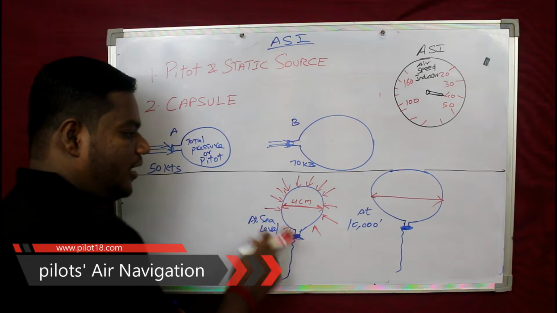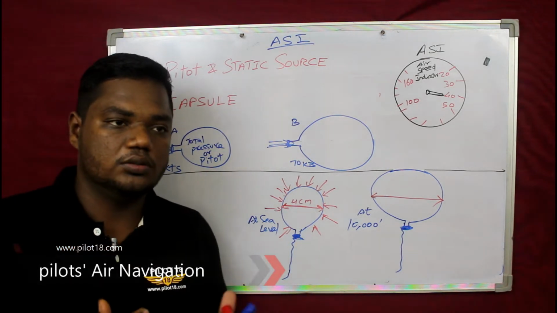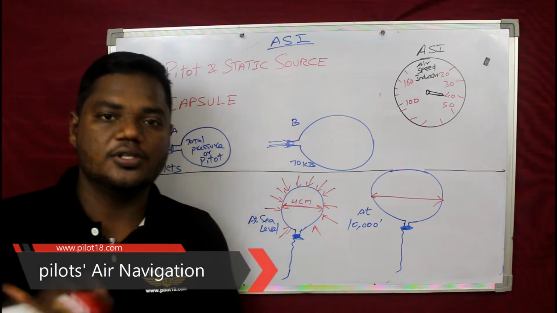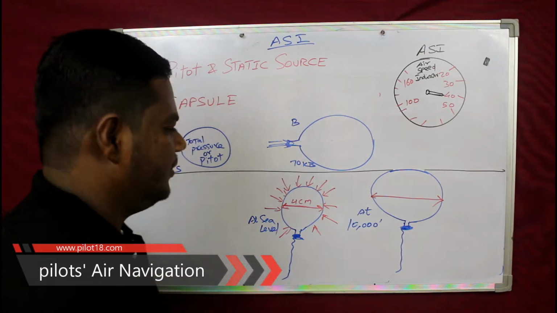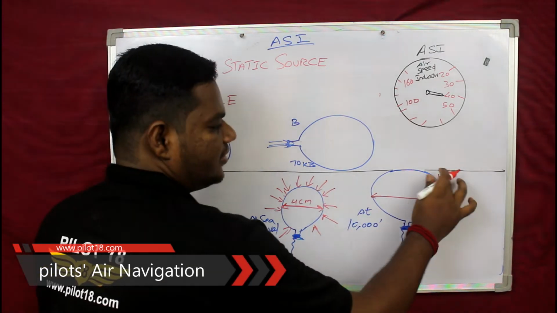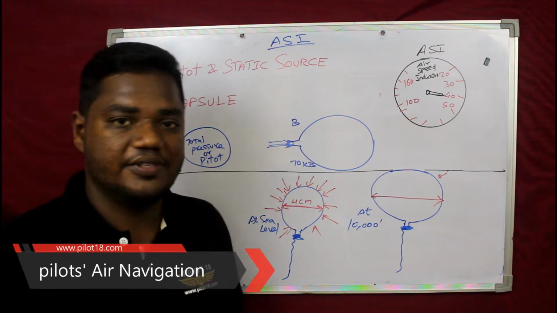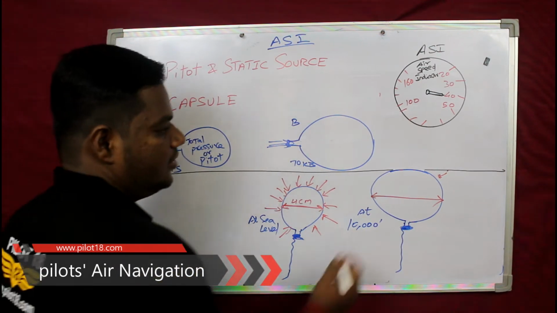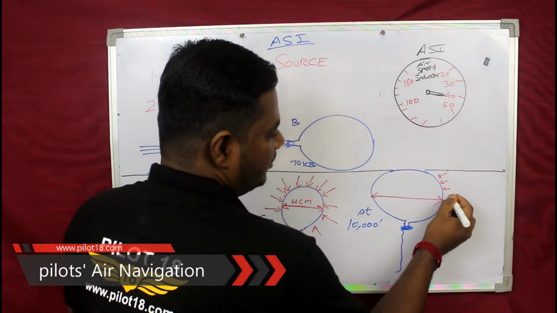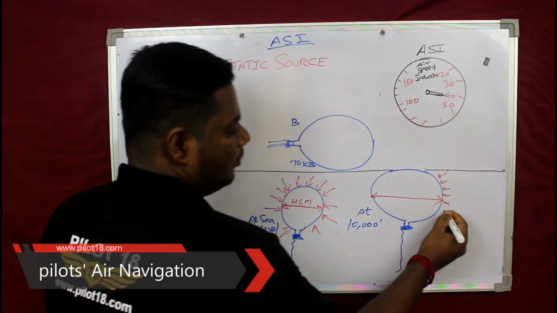But what happens when you go to higher altitudes, when you increase height? As we saw in the basics of instrumentation, when we were discussing pressure, pressure decreases with height. So the pressure actually goes less. Let's say earlier the pressure was this powerful, now it becomes less.